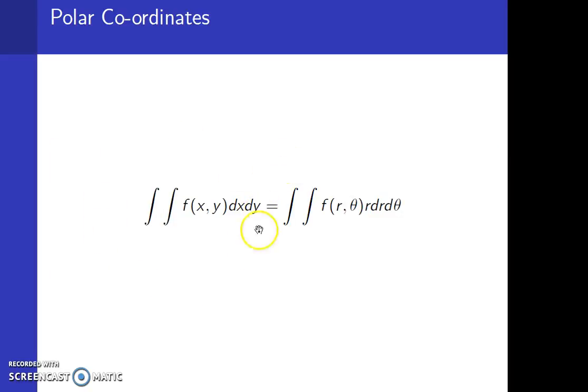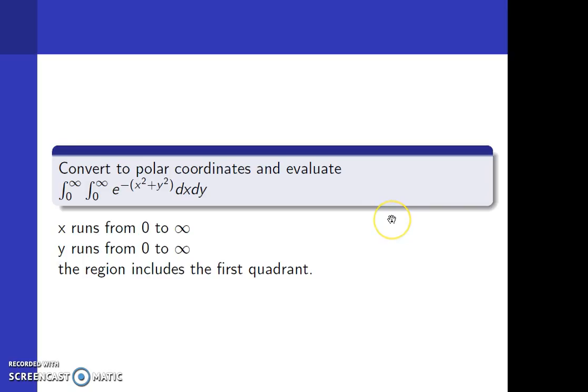Similarly, if we consider an integral in Cartesian form, we may be able to convert it to an integral in polar form. Obviously, x and y will be changed in terms of r and theta. dx dy will change to r dr d theta.